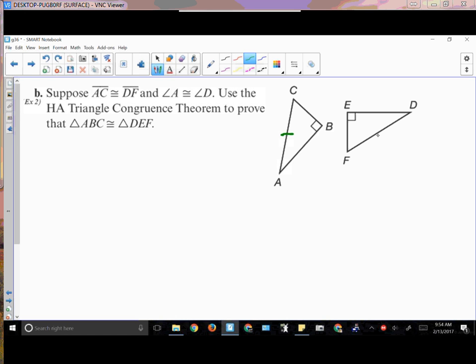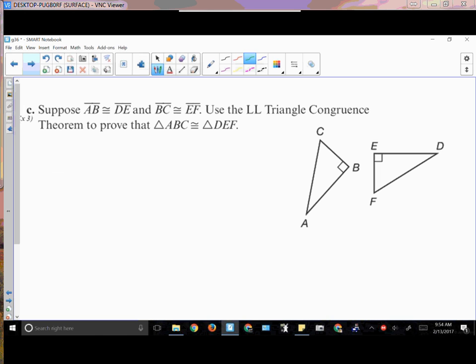AC is congruent to DF. Okay, angle A is congruent to angle D. So, which one of the congruence theorems does this one work with? If I look at this in order, it would be angle, angle, side. That is the congruence theorem that we would normally use for the triangles. And since we got a right triangle there, HA congruence is going to work for us. So, look at the next one.